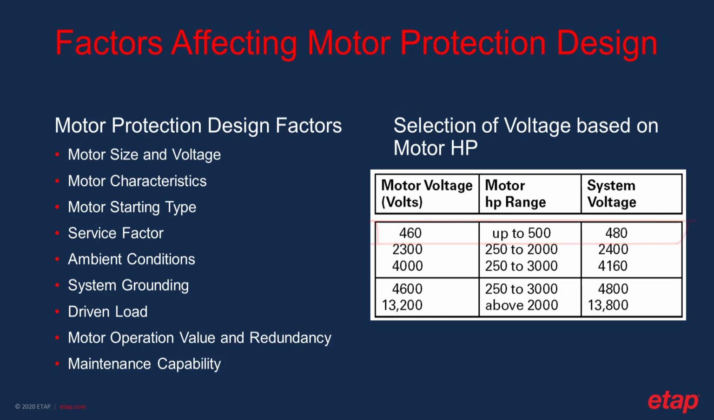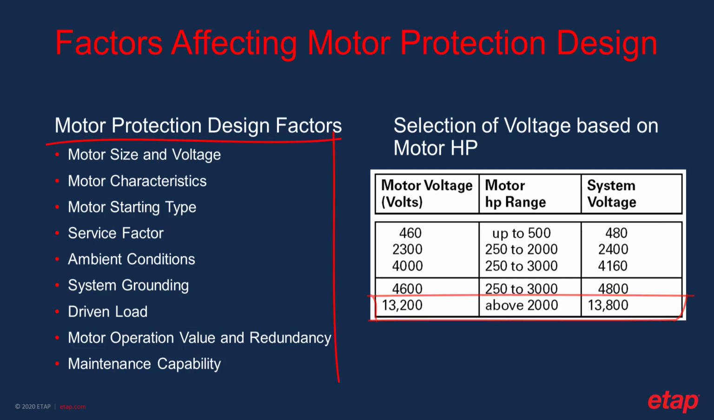But practically the size of the motor for the low voltage is limited to 250 unless there is a requirement or necessity or justification for it. Sizes larger than 250, 300, 350 can typically fall into the medium voltage category. And as you can see, for 250 to 2000 you can have medium voltage, 250 to 3000 you can have higher medium voltage, and above 2000 horsepower you go to 13.8 kV. This is the suggested one.